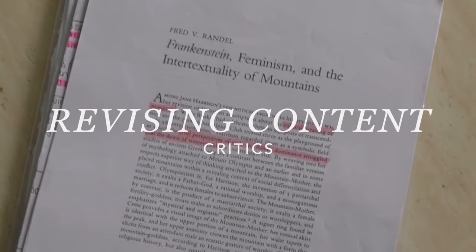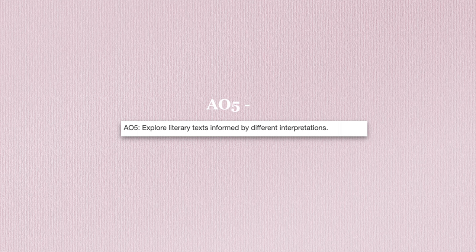Okay, so the next thing I want to talk about is critics. Now, it just makes sense that after I've been talking about reading other people's essays, reading other people's dissertations, just reading what other people have said, that we talk about critics, which is AO5. So what the mark scheme says about AO5 is explore literary texts informed by different interpretations. So you will need these critics as well.